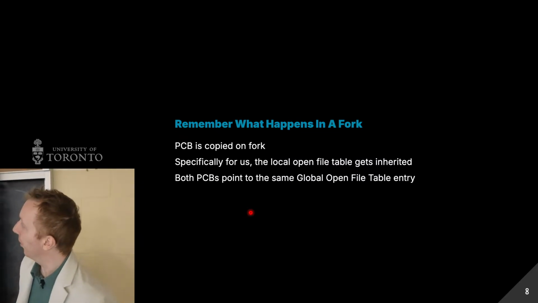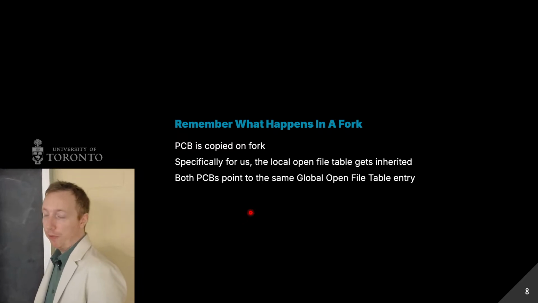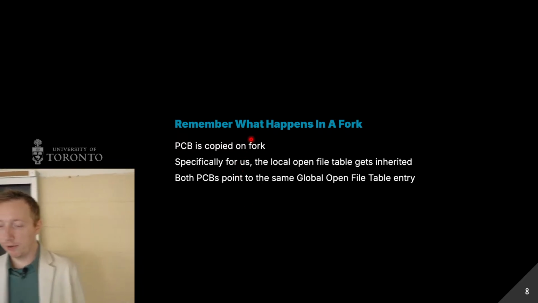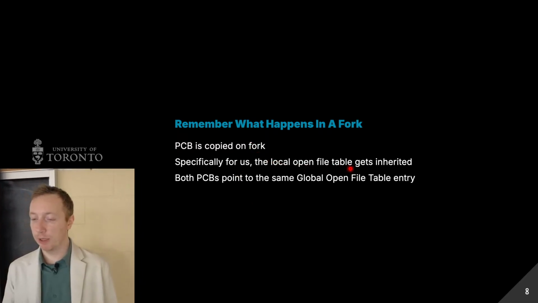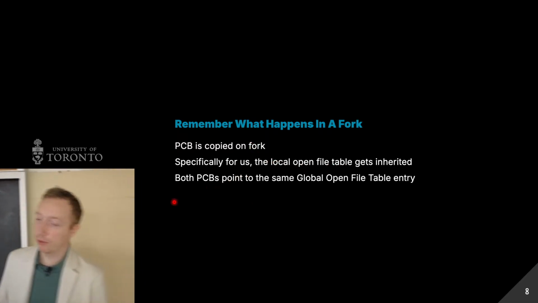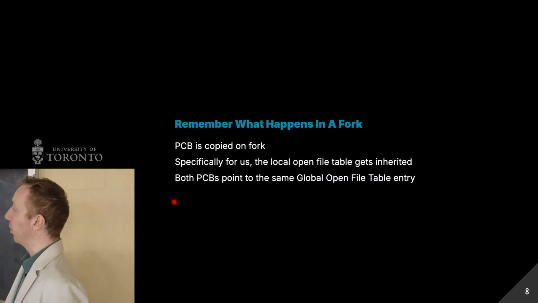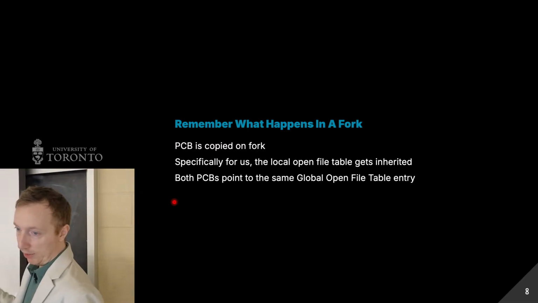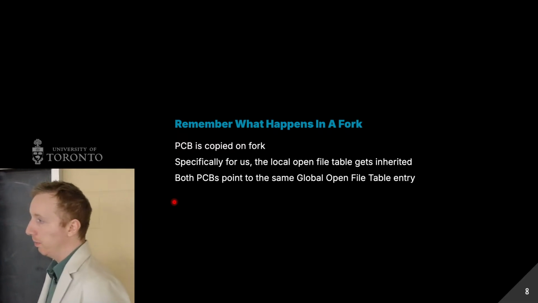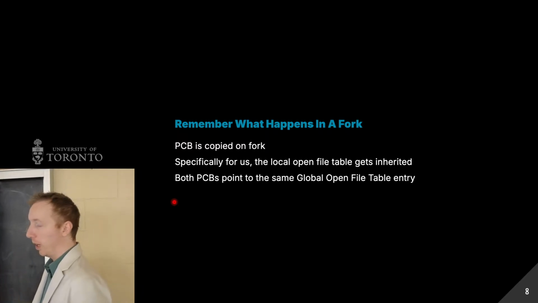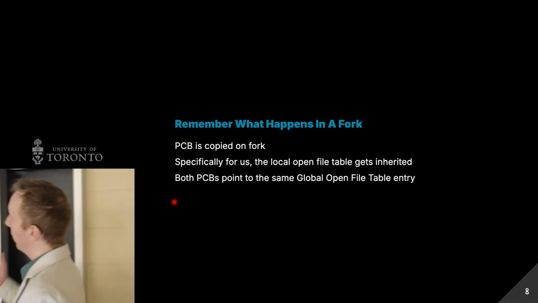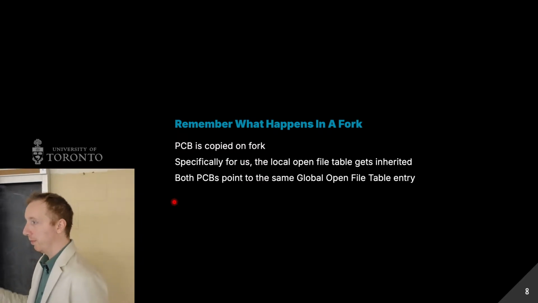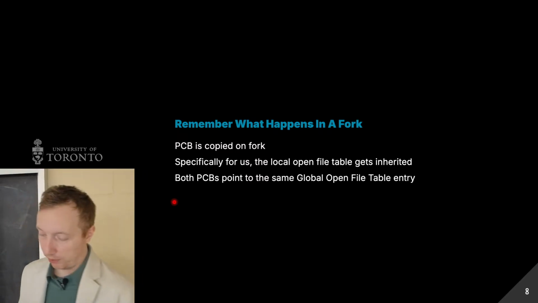All right, so like I said, what happens with a fork? The process control block is completely copied on the fork. Specifically for us, that means the local open file table gets inherited. So both process control blocks point to the same global open file table entry. Their local arrays, if you want to think of it that way, are independent. So if one closes their file descriptor after, it doesn't affect the other. But since they're pointing to the same global entry, if one reads or writes, it will affect the position in the other because it's just pointing to something.